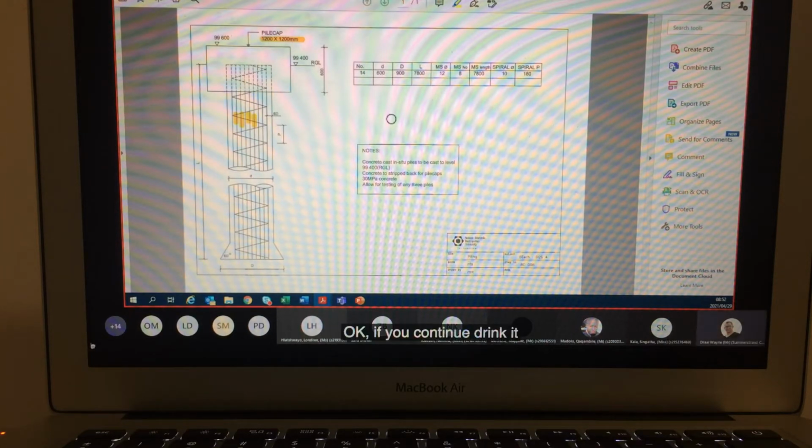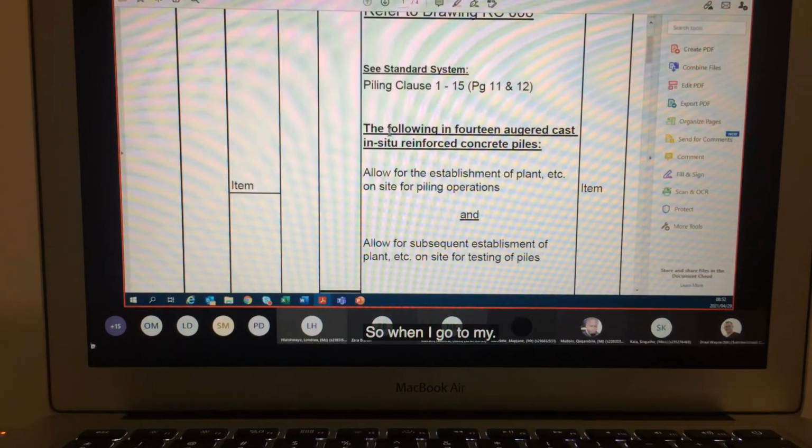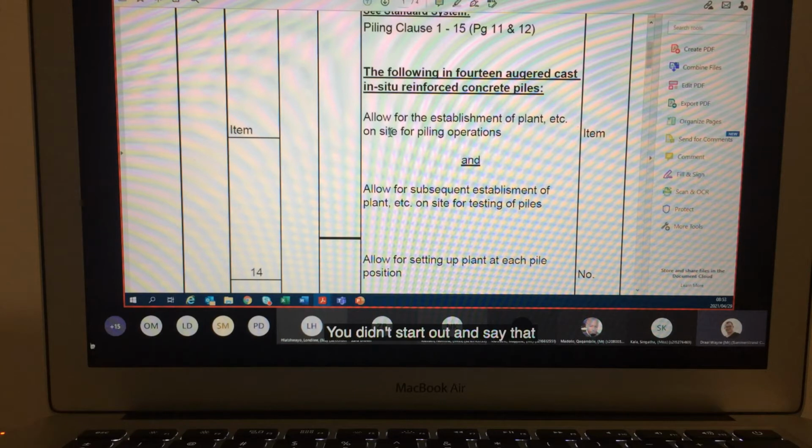Okay, if you can see the drawing, it says to us that we have 14 piles. That's a number that we need to measure. So meaning everything that we'd measure in this drawing would therefore be 14. So when I go to my bill, you then start out and say the following: 14 augured cast in situ reinforced concrete piles. We indicate how many there are. That all is in line with the standard system. That tells us we need to say how many we have that we need to cast.